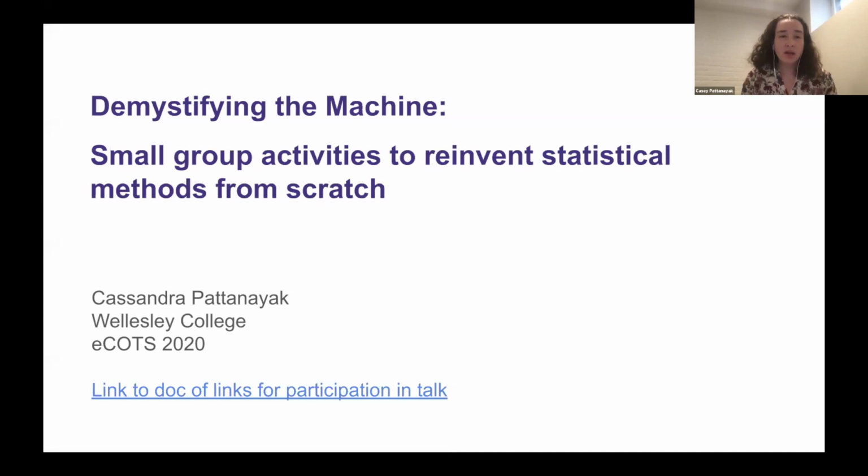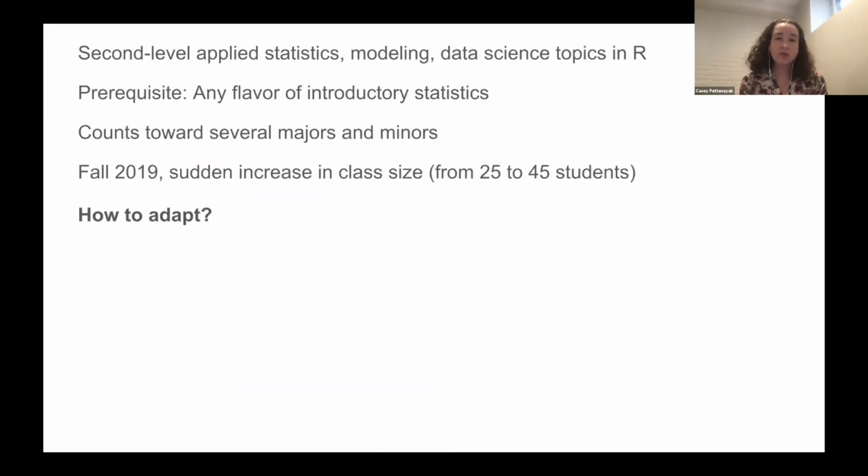So the title of this talk is Demystifying the Machine. And what I mean by that is trying to make sure students know what's going on when they're actually running code. And of course, that's our goal. Of course, we want them to know what's actually going on when they use a statistical method. And that's always what we try to do. And I've tried to do that lots of different ways in my courses. But I want to talk about one specific course that I taught last fall where this felt particularly urgent.